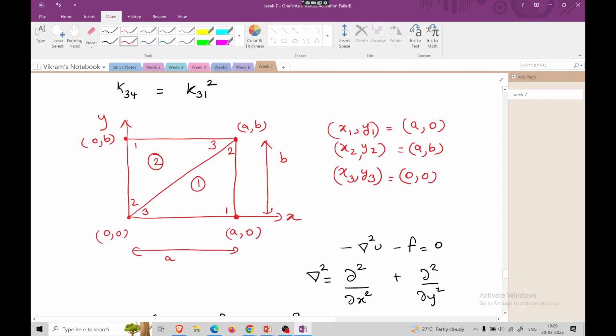So what is the area of the triangle? Half into base into height. So half into AB. So b square by 4a is nothing but 4 capital A. So b square by 4 into half of AB. So this is nothing but your S11, which is b square by 2AB.